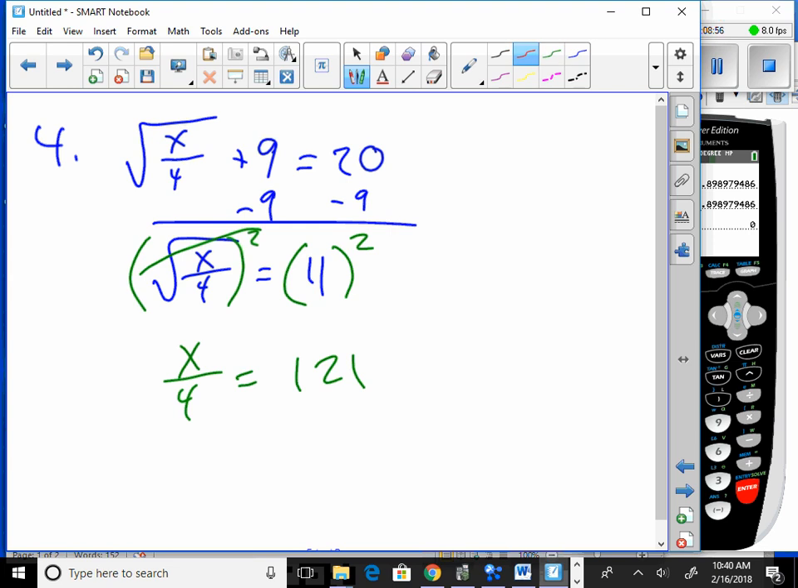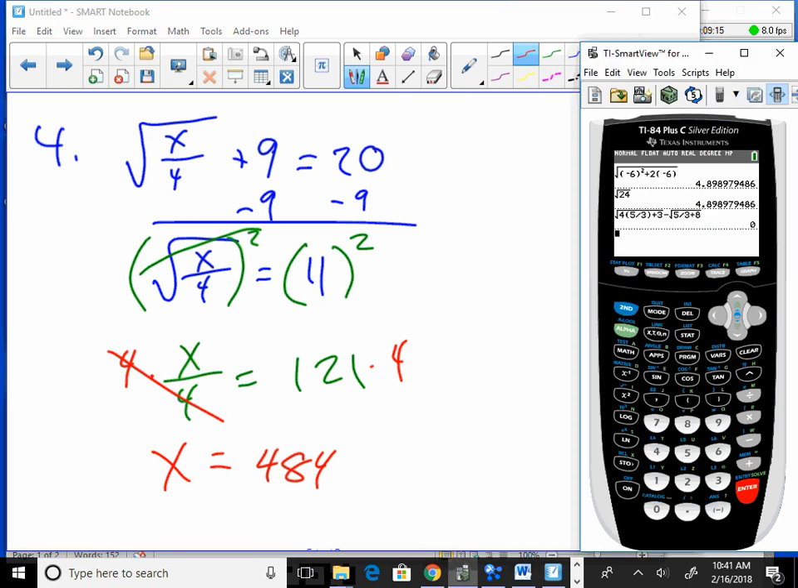And then how am I going to get the 4 off of the denominator? Good. Okay, so times 4 to both sides. So then I get x equals 121 times 4, so 484. And again, because I squared both sides of the equation, my answer has the potential to be a false solution.